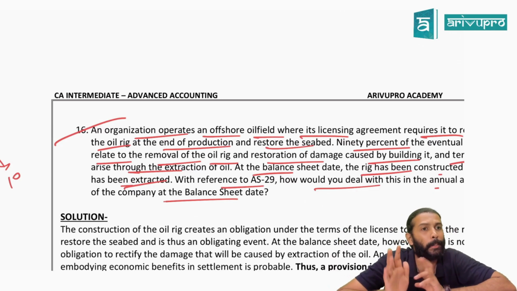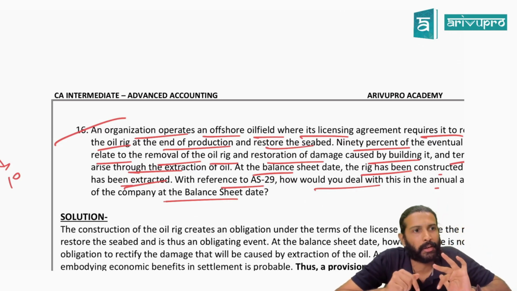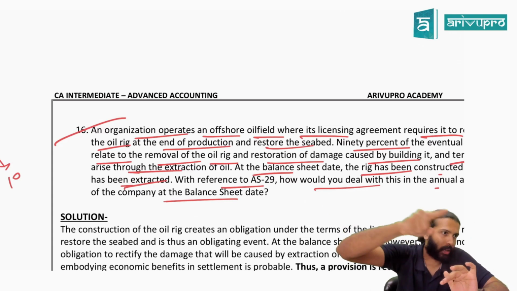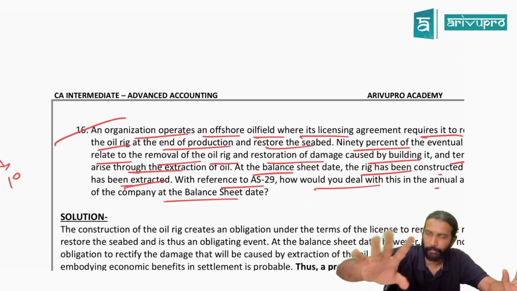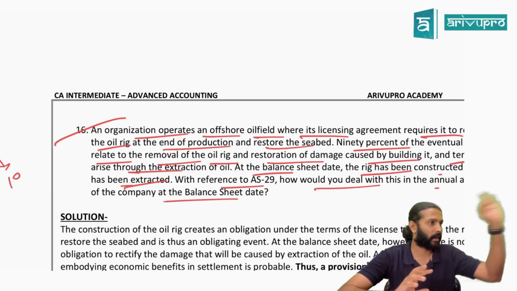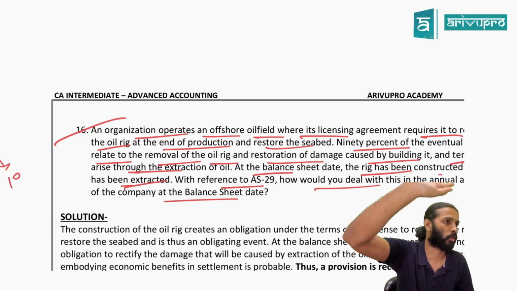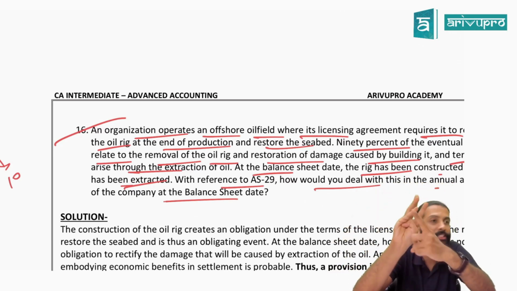What is the first condition? Present obligation. Obligation means the company cannot escape. Can the company escape from this or no way? They have to rectify it. They've constructed that oil well. Can they leave it as it is, or do they have to dismantle it and restore it? They have to dismantle it and restore the seabed, meaning you will have to incur the cost. Yes or no? So present obligation, is it there?